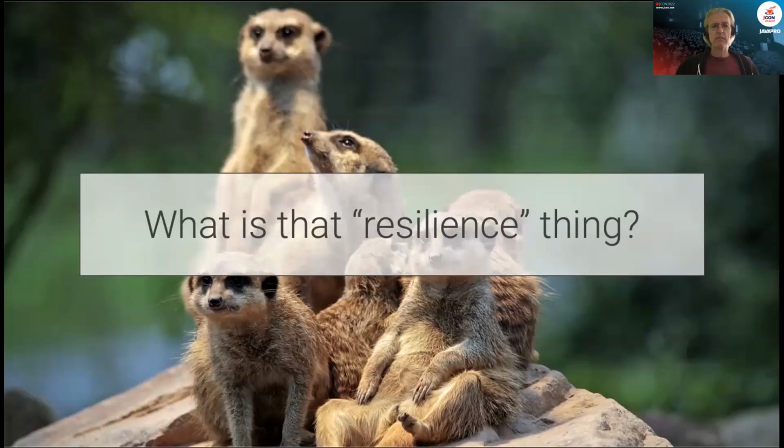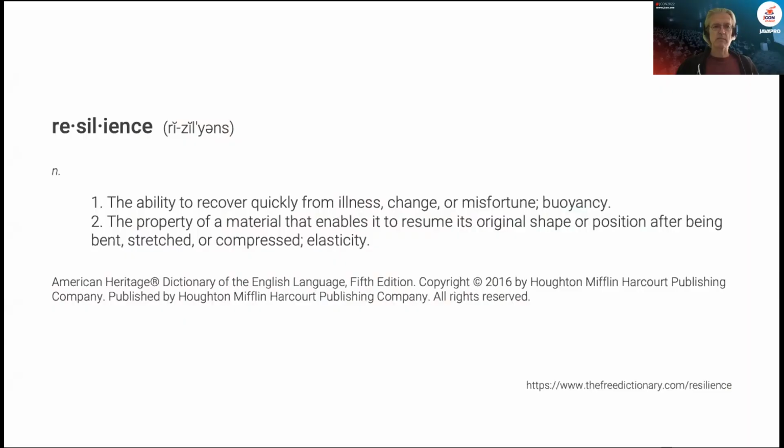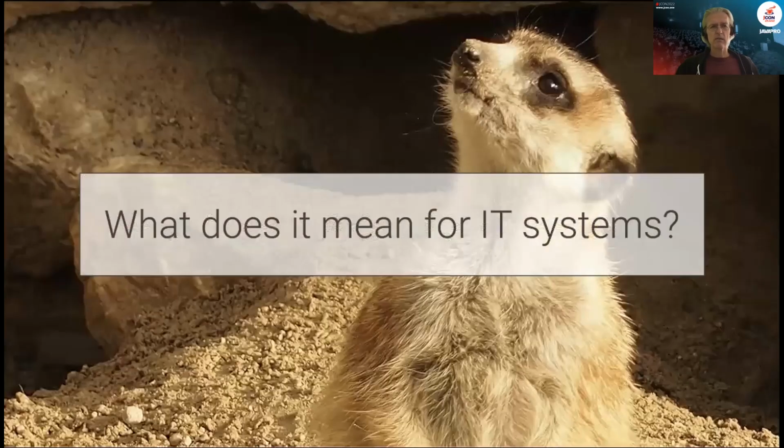And so you maybe pick a dictionary and look it up, and you find something like, hey, it's the ability to recover quickly from illness, change, or misfortune, or the property of material that enables it to resume its original shape or position after being bent, stretched, or compressed. So elasticity. Think about that for a moment. Well, yeah, after 2 years of COVID, probably this sounds like a very desirable property for me as a person, but what the heck does that have to do with IT systems?